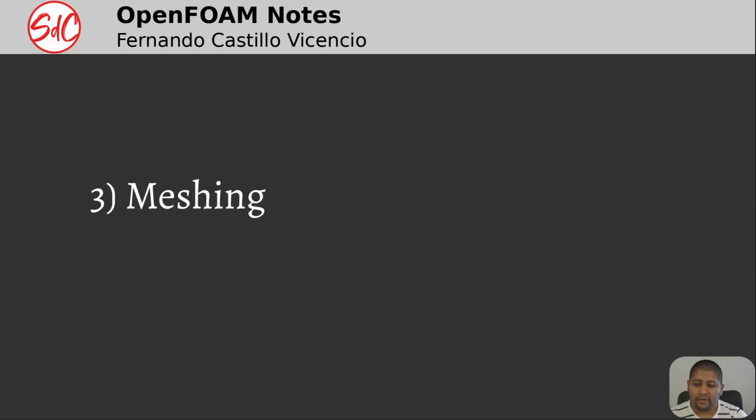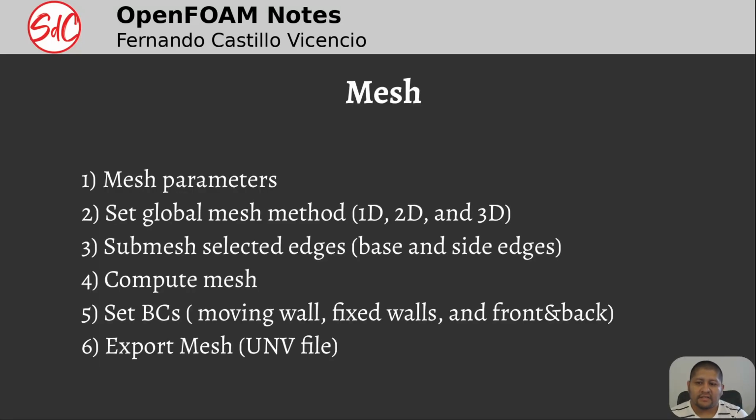Now the next step, the third step, is the mesh. The meshing can be divided into some sub-steps. The first step is the mesh parameters. Set global mesh method in 1, 2, and 3 dimensions, the sub-mesh of selected edges, compute mesh, set boundary conditions, and export mesh to a UNV file.